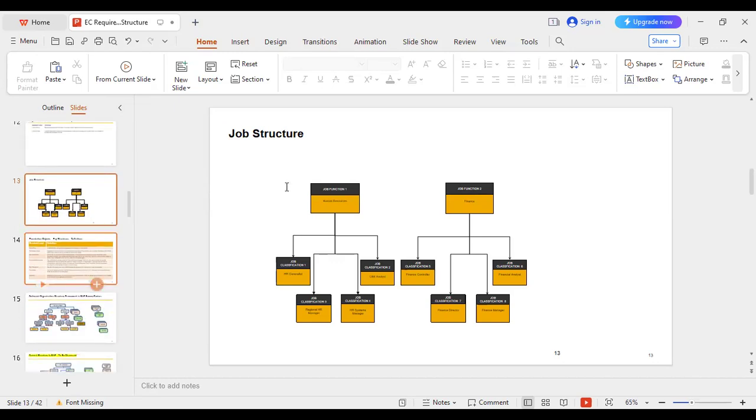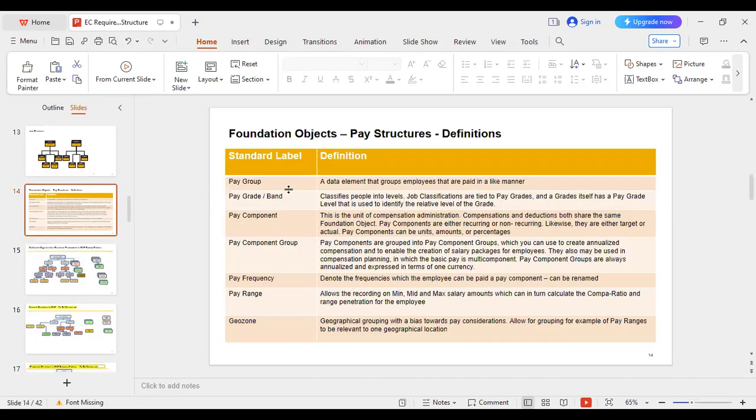Now we will talk about the pay structure. The pay group is basically in what manner we are giving pay to any employee. It means the pay group is annual, monthly, or maybe weekly, how the group is made. Pay grades are basically the classification of pay grade. It means the person is grade one, grade two, grade three. The person has salary on the basis of grades.